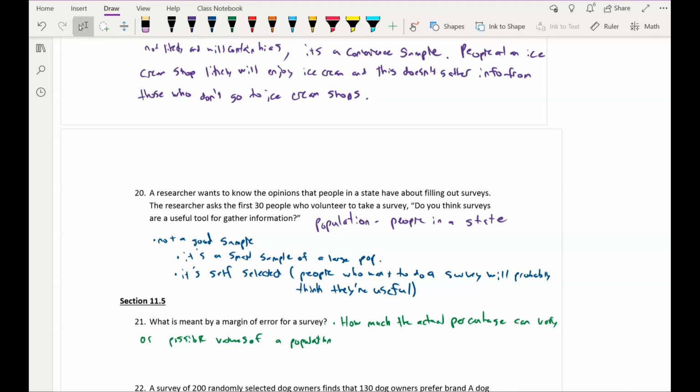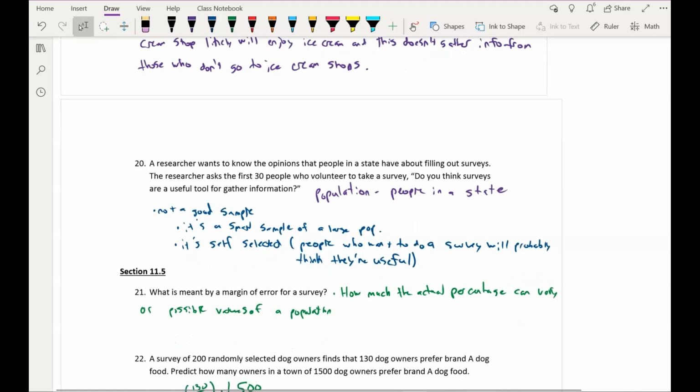So that's one problem. Self-selected samples aren't great for accurate information about a general population. And the reason for that is, in this example, do you think surveys are a useful tool to gather information? If you're going to just take the first 30 people who volunteer to take a survey, the type of people that volunteer to take a survey are probably the ones that think that they're useful. So there's going to be bias in that. So be wary of those types of questions. Understanding where biases can occur can be in the way the information is gathered or the way the question's posed. There's various things that could be wrong.